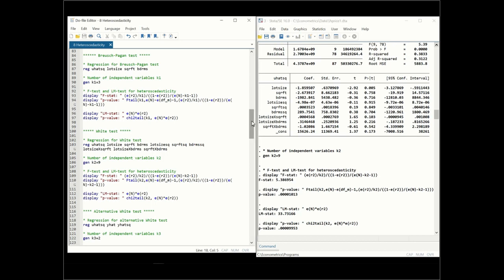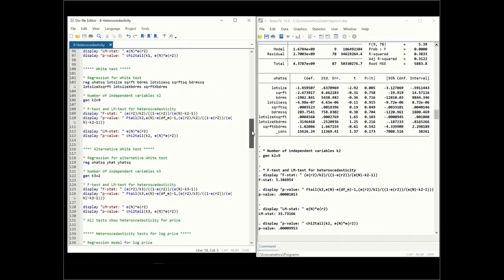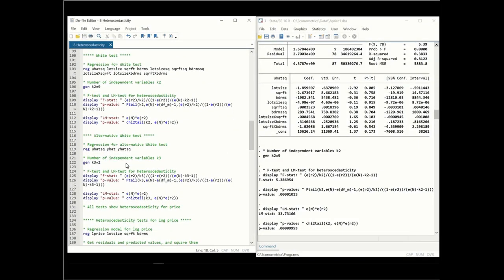So the last form of test is the alternative White test. What is different here is that we have u hat squared regressed on y hat and y hat squared. And these are the fitted values from the original regression of price on the three independent variables. So if you look at these tests, this really reminds us of the regression specification tests where we had the interaction terms and square terms. And here we have the fitted values of y hat and y hat squared. So it's very similar to that idea.